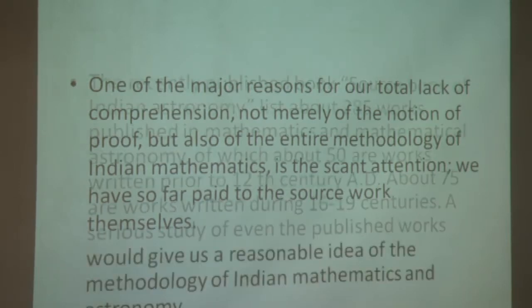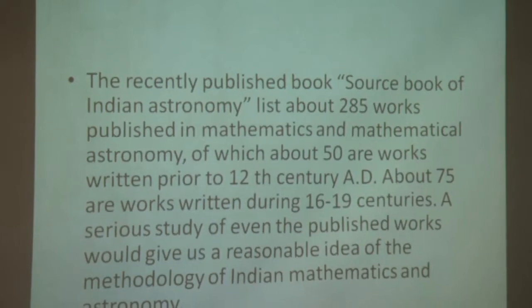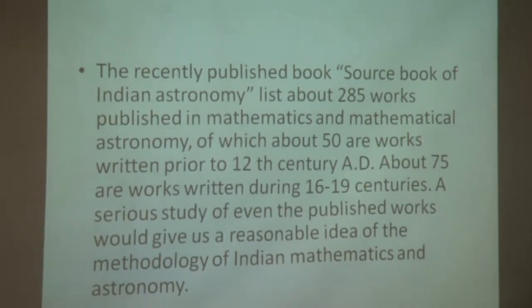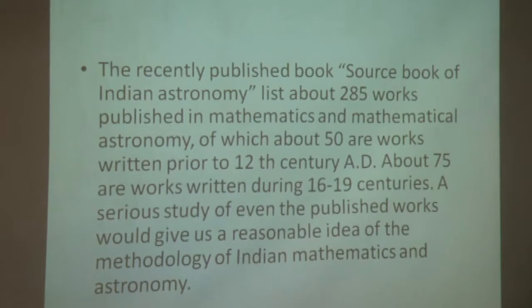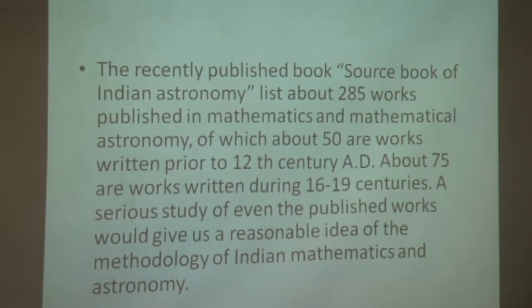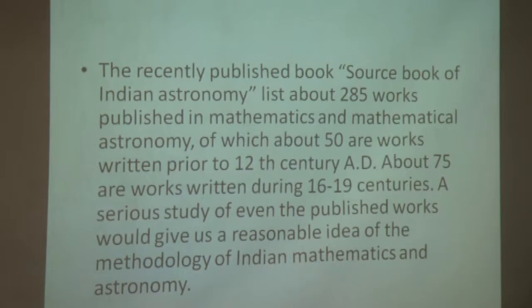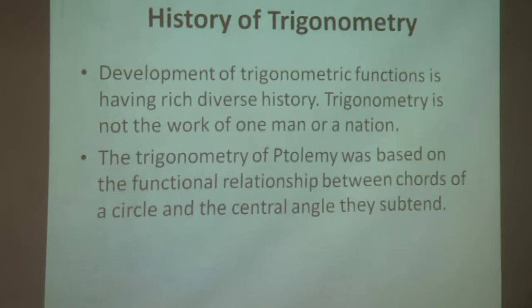the source works themselves. The recently published book, The Source Book of Indian Astronomy, lists about 285 works published in mathematics and mathematical astronomy, of which 50 were written prior to the 12th century AD, and about 75 were written during the 16th to 19th centuries. A serious study of even the published work would give us a reasonable idea of the methodology of Indian mathematics and astronomy.